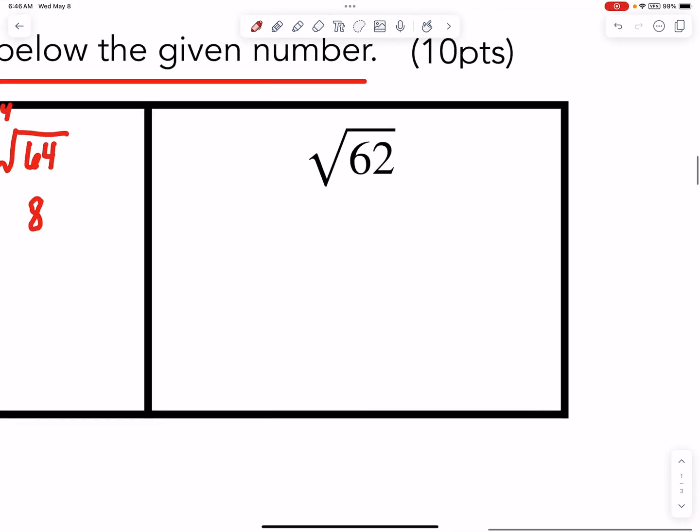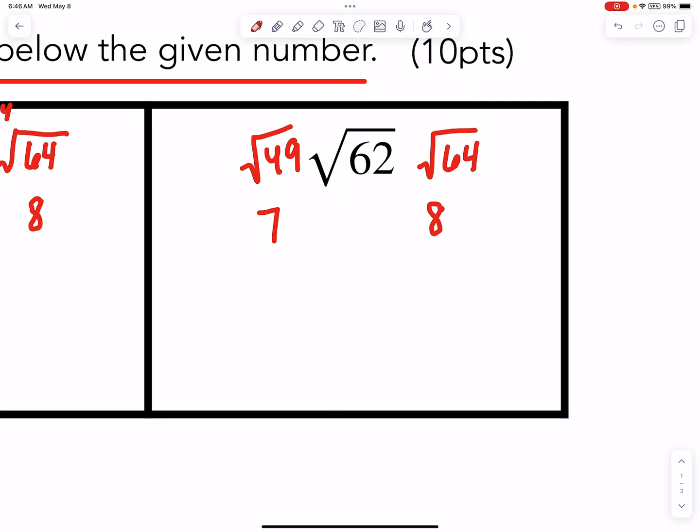All right, now let's go ahead and estimate this irrational number. So square root of 62, I know 8 times 8 is 64, so I'm going to make a guess that that's the one here, and then we'll test it out. 7 times 7 is 49. Yep, there we go. I got the one high, one lower.